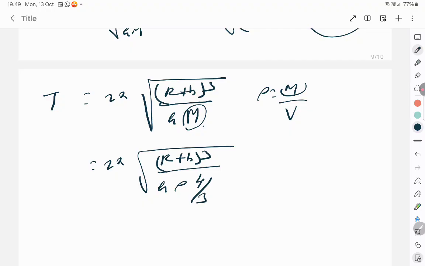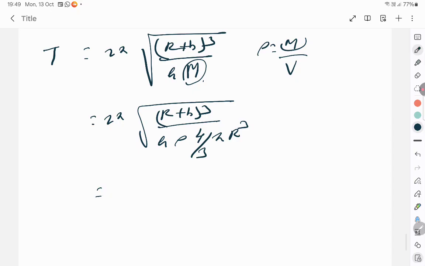Volume of the earth is 4 by 3 pi capital R cube. Note this point: when the 2 comes inside the root, it will become 4, and that 4 and this 4 will get cancelled. Or 4 can come outside the root, 2 and 2 get cancelled. However you want to say, you can say.